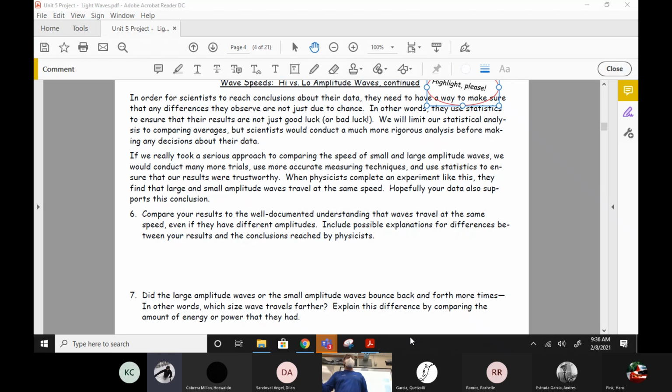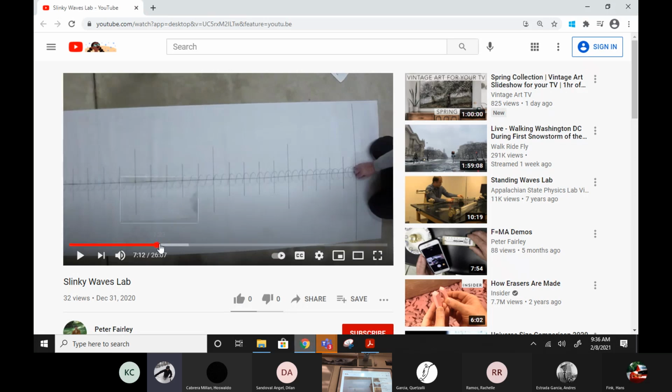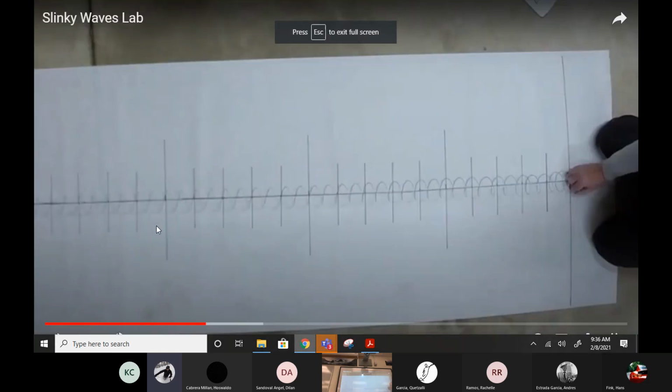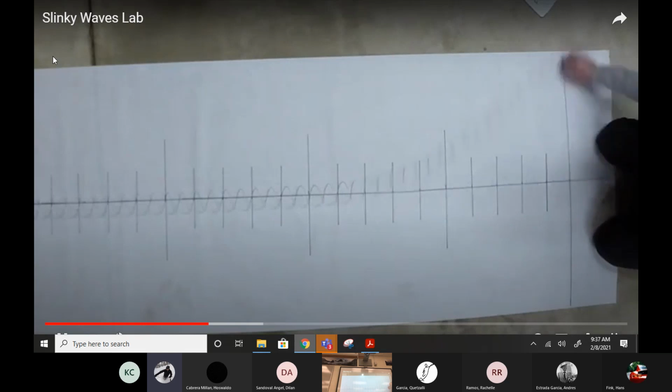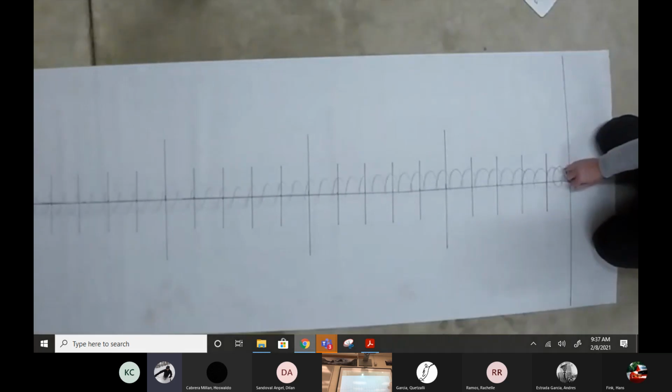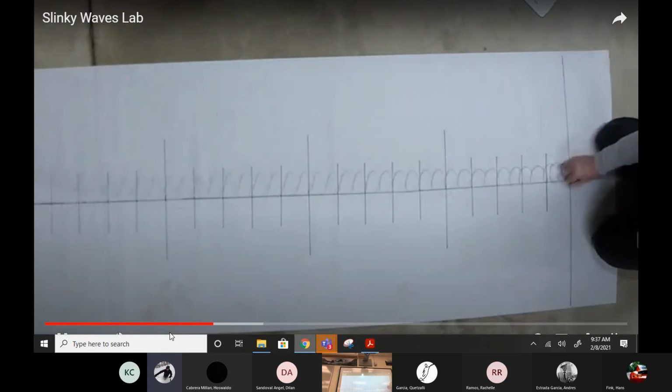They're traveling at the same speed, but now we're looking at their distance, how far they went. How many times did they bounce? So let's look at that. Go. Now. And again, 3, 2, 1, go. Now. When I say now is when it gets back to my hand. That's when you stop your stopwatch. Last one. 3, 2, 1, go. Now.